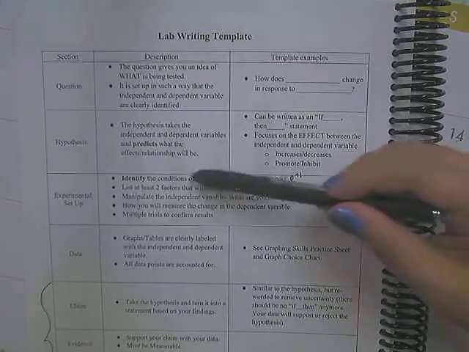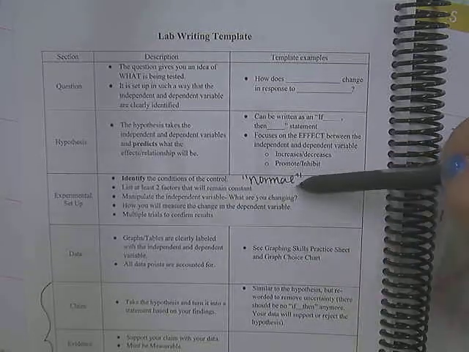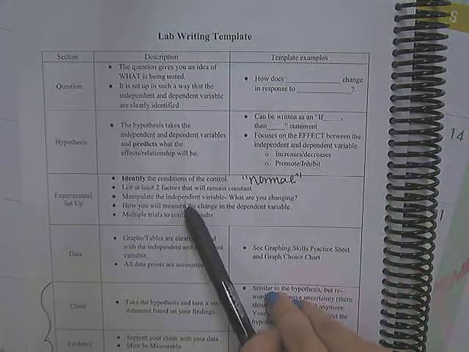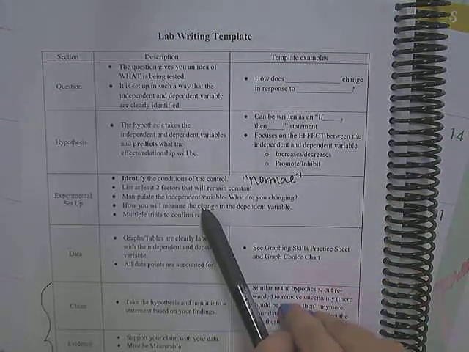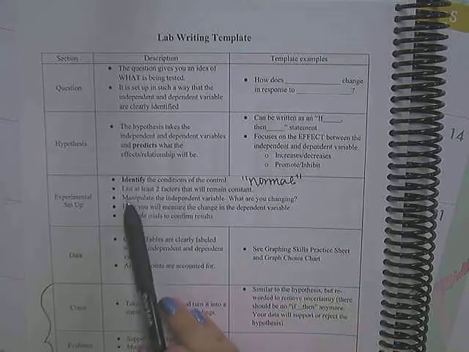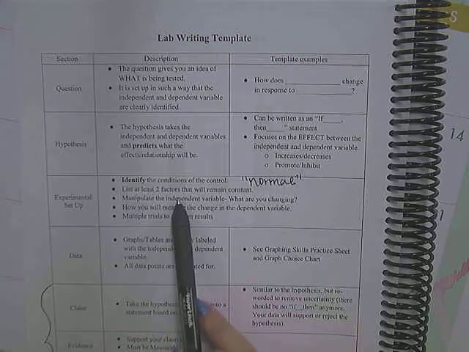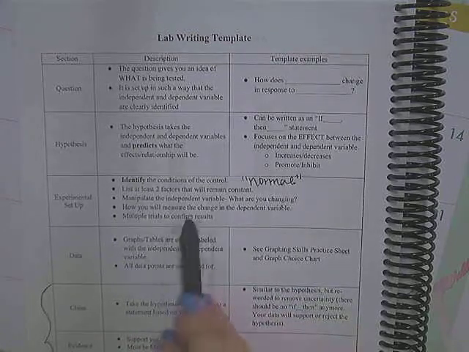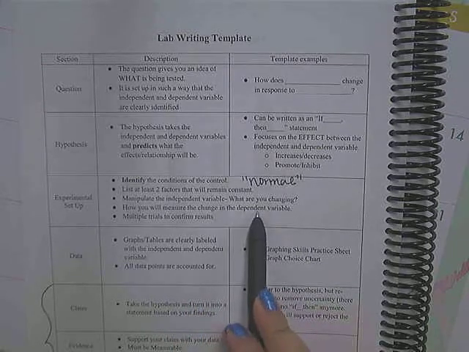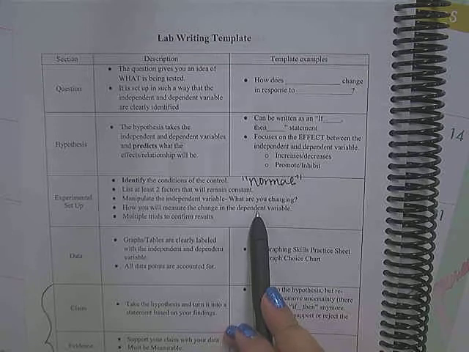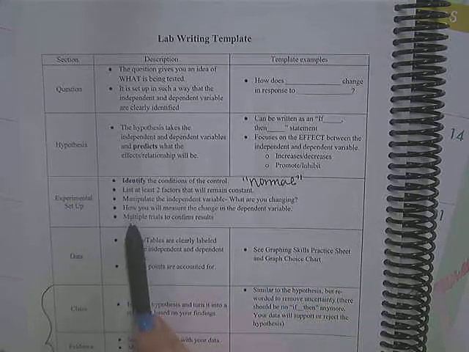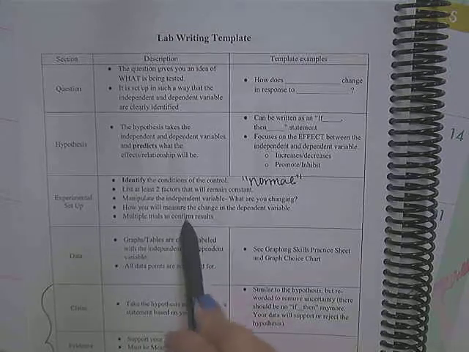So your control will be normal conditions, and then you'll explain how you're going to manipulate that independent variable. What are you changing? Are you increasing the temperature, decreasing the temperature? You also need to list at least two factors that will remain constant for each experiment. And then how are you going to measure that change in the dependent variable? So it might be we're going to count the number of bacteria, or we're going to take a sample of blood and use that to do the count. And then you always want to include that there's going to be multiple trials to confirm those results.